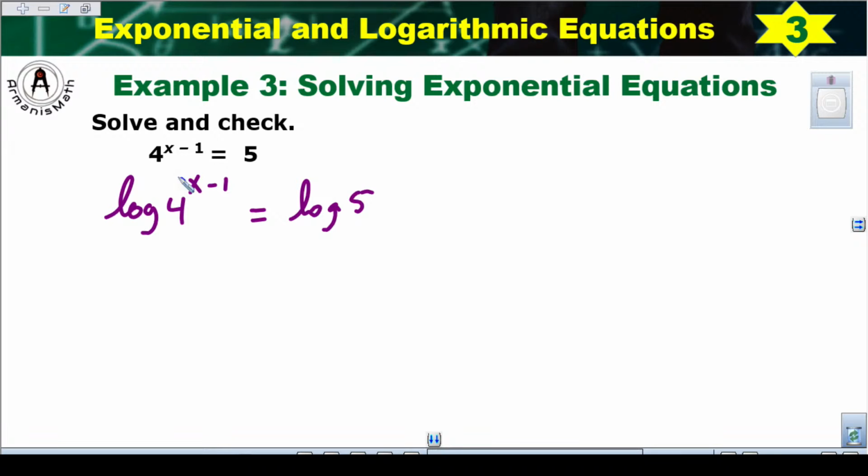So I'm introducing a common log here, and if you guys remember the properties of log, right? So I have to kick this one out. Remember that? So you're going to say this is x minus 1 times the log of 4 equals the log of 5.